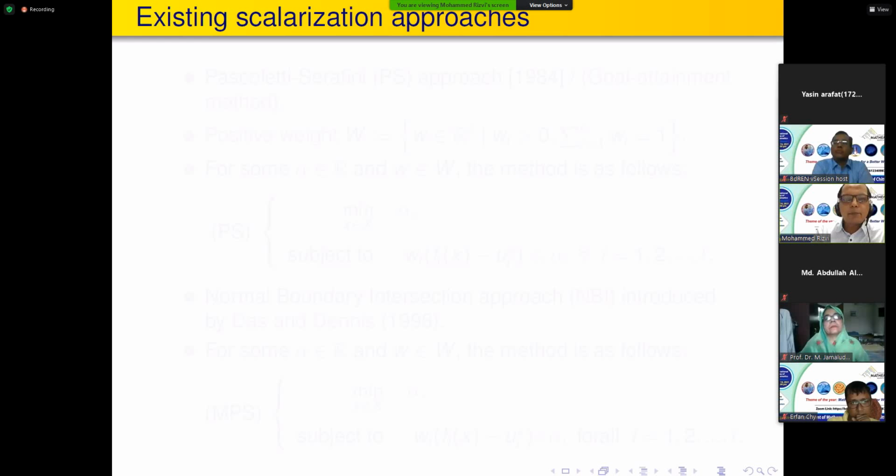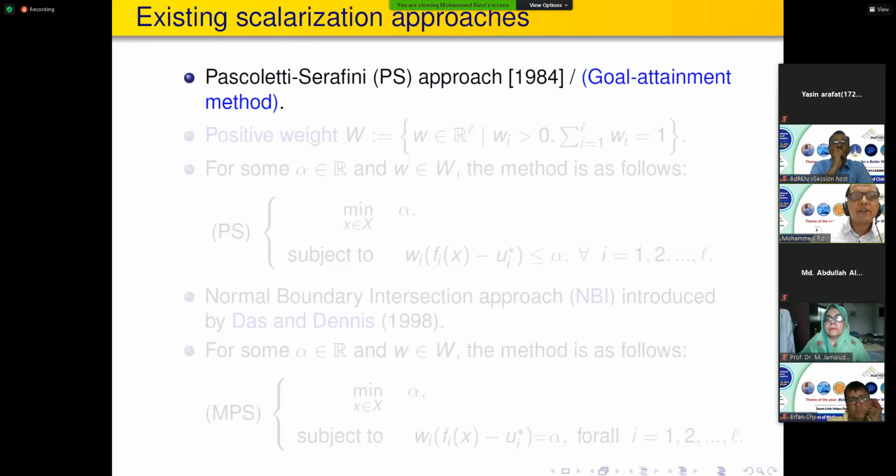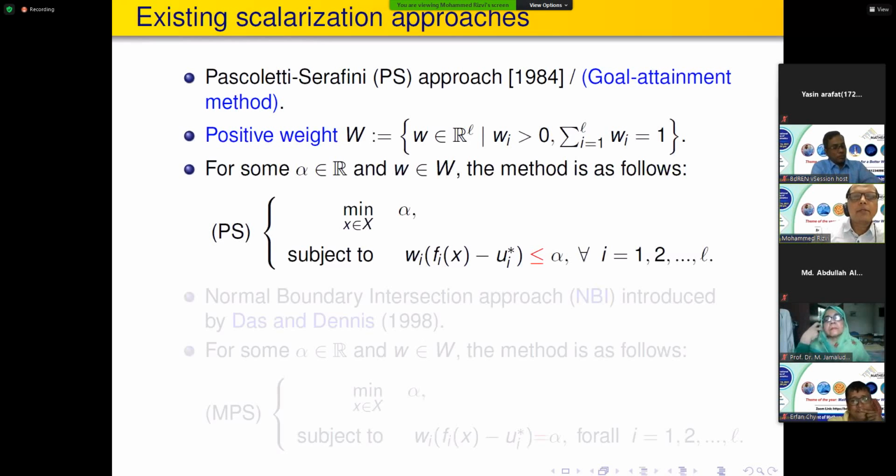Suppose that I transform the original problem to an auxiliary problem, then I need to establish relations that a solution of the auxiliary problem is also a solution of the original problem, or vice versa. There are a couple of existing famous scalarization approaches that people in the scientific community often use. One of them is called the Pascoletti-Serafini approach, also called the goal attainment method. The method is actually very popular.